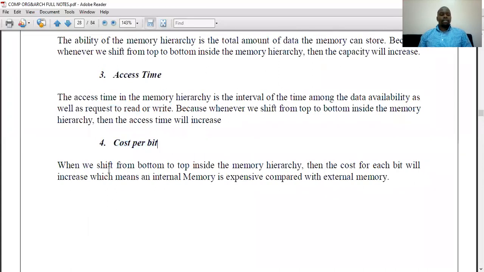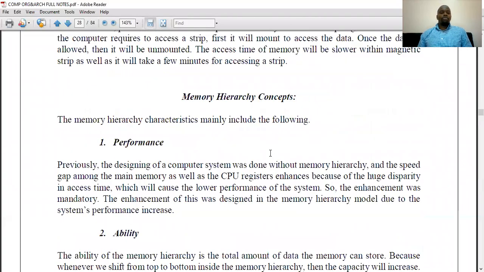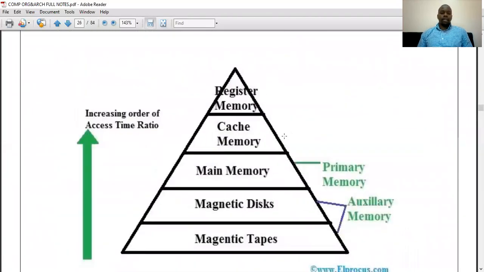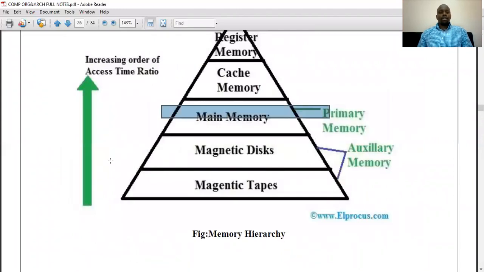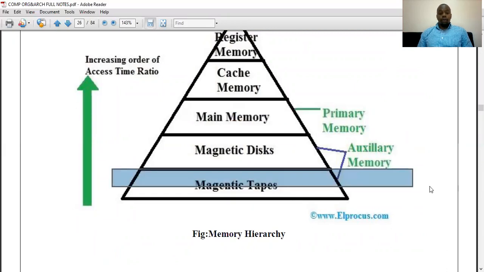What is cost per bit? Cost per bit is the literal cost, the economic cost for storing or handling every bit of data. And we are saying that this cost increases up the hierarchy, which means an internal memory is expensive compared with an external memory. So if you look at this hierarchy, a RAM is expensive compared to a magnetic tape. True, because look at it.